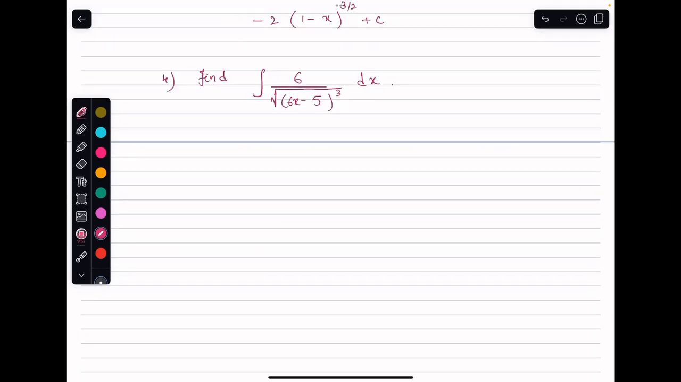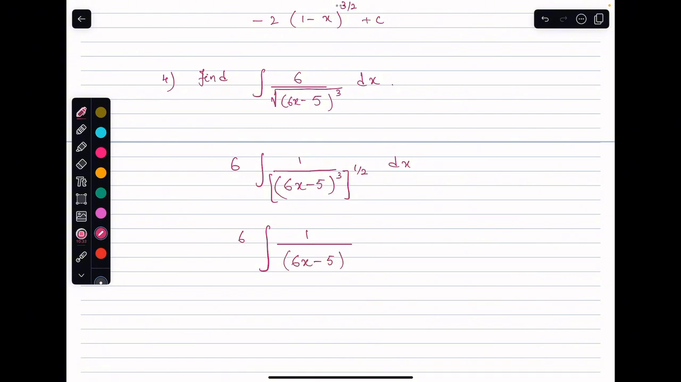Question 4 says, find the integral of 6 divided by square root of 6x minus 5 to the power 3 dx. So to work on this question, I shall be taking the 6 outside the bracket, and then I'll be left here with 1 divided by 6x minus 5, which has a cube to it, and then square root means that there is the outer power, which is a 1 by 2, and dx. So further I can say that this is basically the integral of 1 divided by 6x minus 5 to the power.